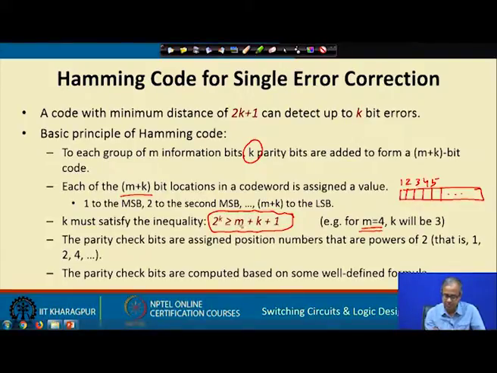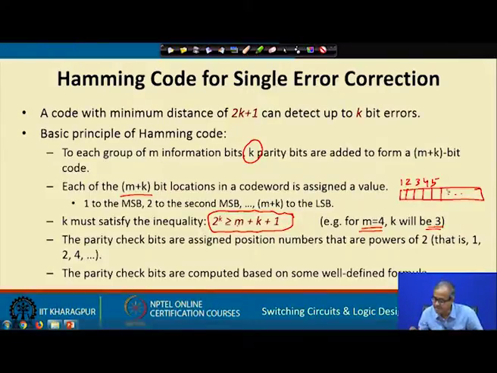So, see what smallest value of k will satisfy this. The right hand side will be 4 plus k plus 1. If k is 2, the left hand side is 2 squared, 4, and the right hand side is 4 plus 2 plus 1, 7. So, it does not satisfy. If k is 3, this is 8, and 4 plus 3 plus 1 is 8. So, it satisfies. So, the smallest value of k is 3 here.